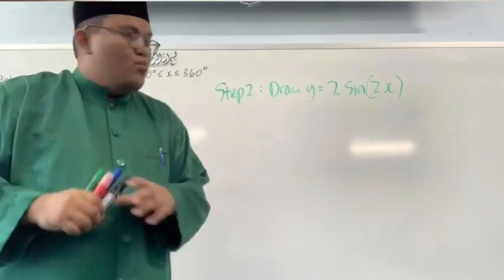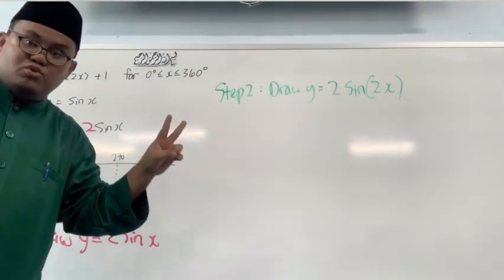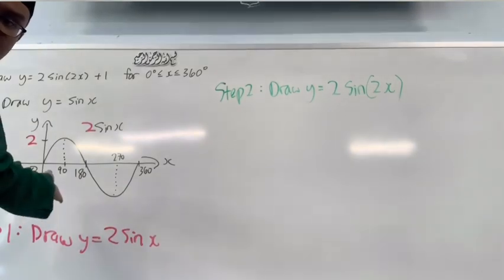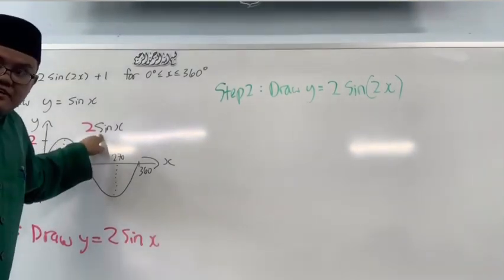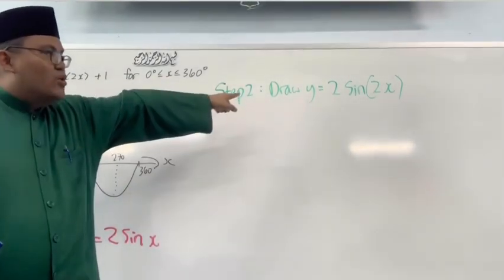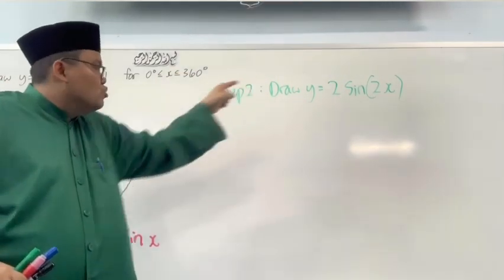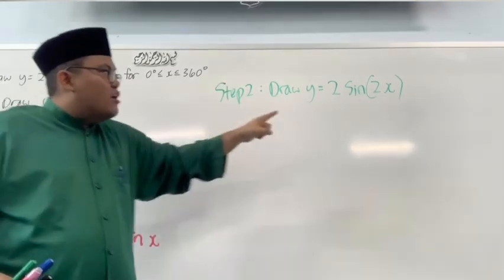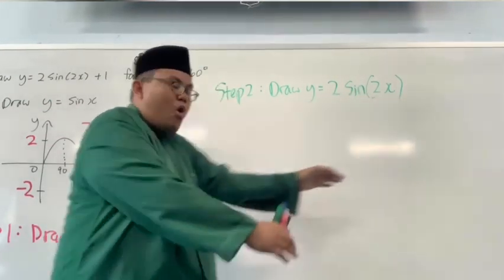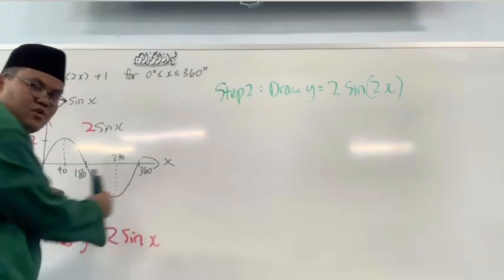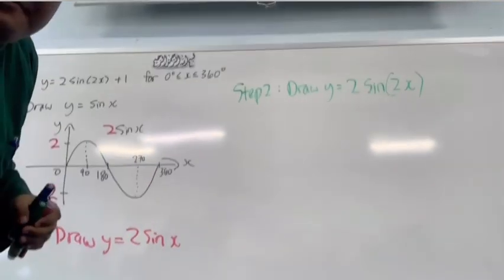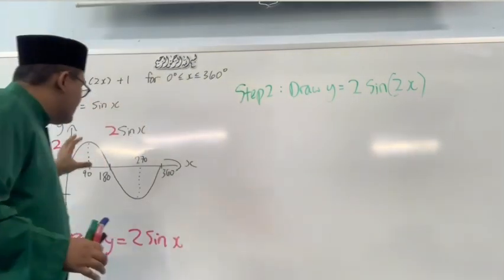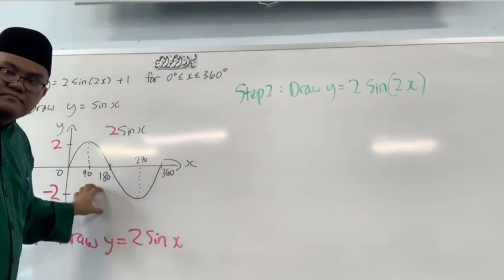Okay, now we draw step 2, y equals 2 sine 2x. Over here, you already drew 2 sine x. This one, we are looking at the effect of the 2 inside the sine. So, what is the effect of this 2 on the graph that you drew in step 1?